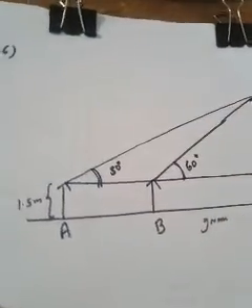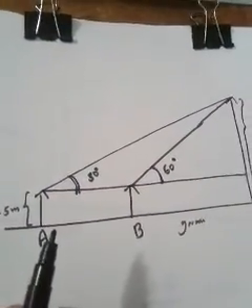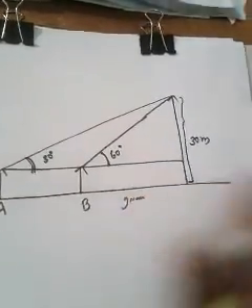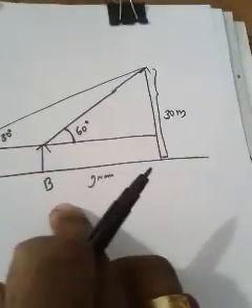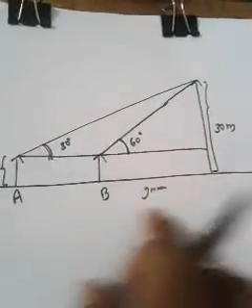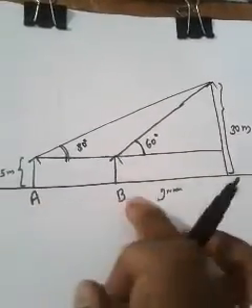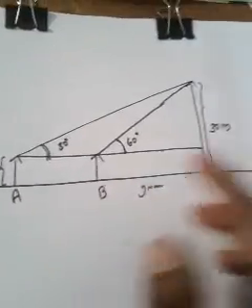And according to the question, what we have to calculate: find the distance he walked towards the building. So how much distance he walked towards the building? First his position was at A. Now his position is at B. So how much distance he walked towards the building? AB is the distance he walked towards the building.